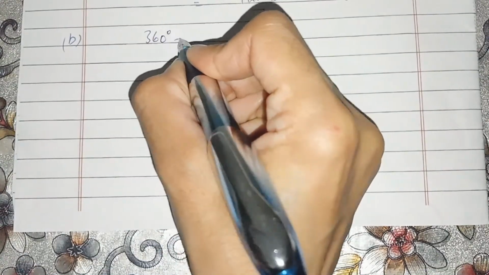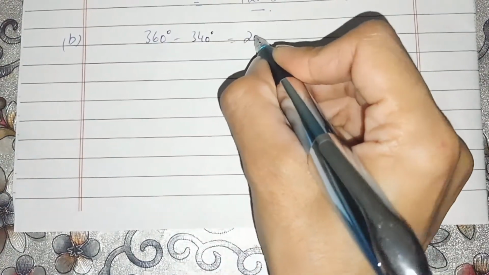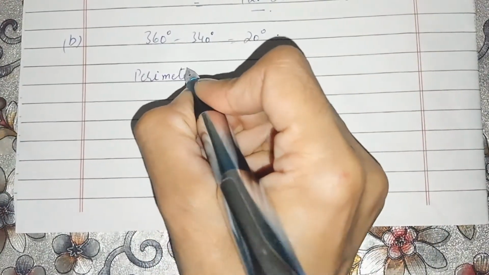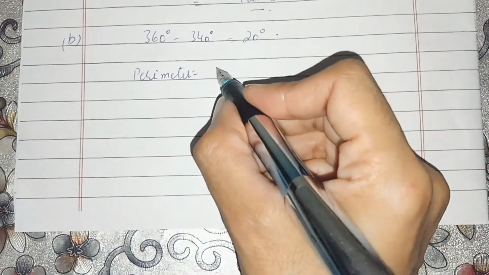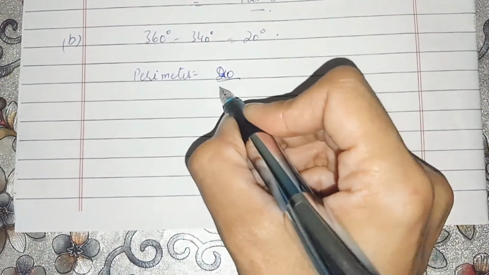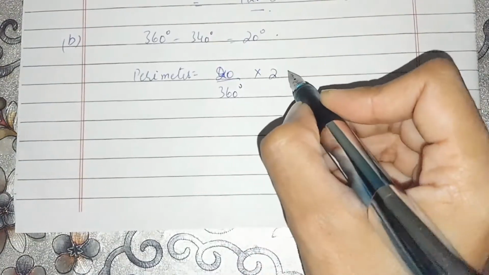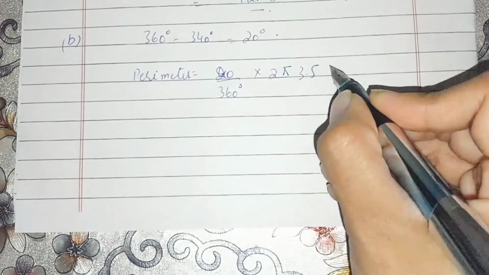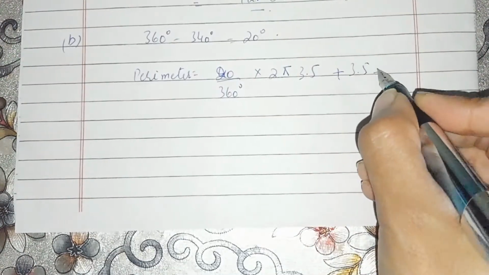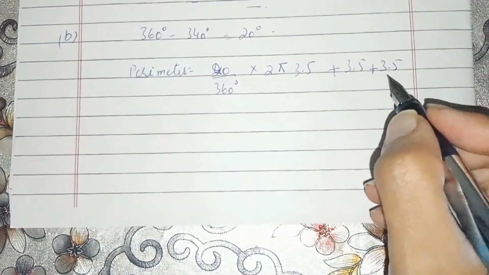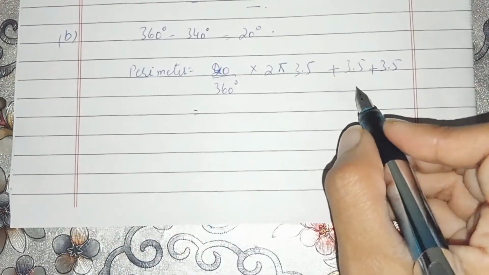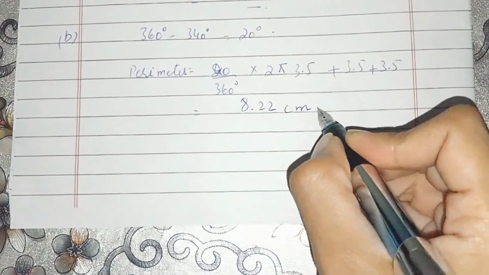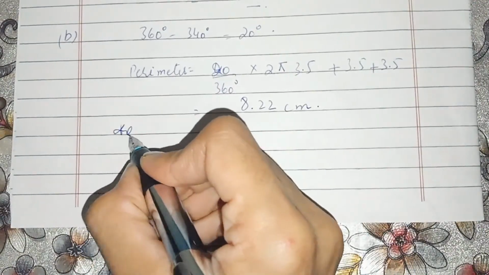Now students, 360 degree minus 340 degree, we get 20 degree, and the perimeter is equal to x, which is 20 degree, over 360 degree multiplied by 2 pi, and r is also given to us, which is 3.5. Add 3.5 and 3.5, r and r, and by solving it on the calculator we get the answer 8.22 centimeter.